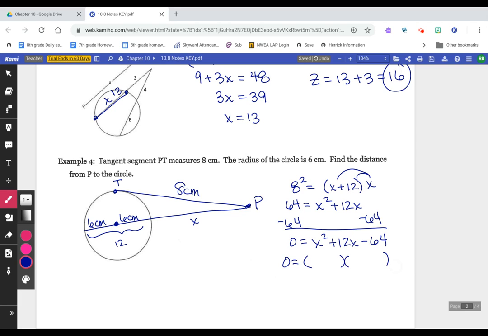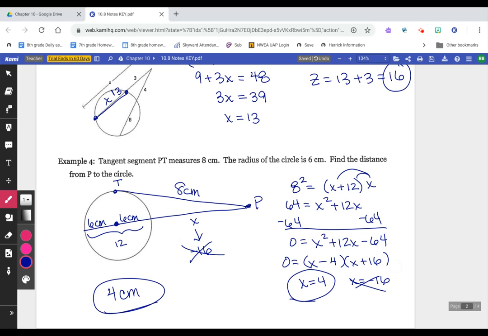So when you think about this, what two numbers multiply together to give you negative 64 and add together to give you 12? And the answer is 4, and it would be actually subtracting 4. So you'd want to minus 4 and add 16. So this is x is equal to 4, and this is x is equal to negative 16. This is x right here. We cannot have negative 16, so the only answer is 4. And they are asking us to find the distance from P to the circle, which would be 4 centimeters.